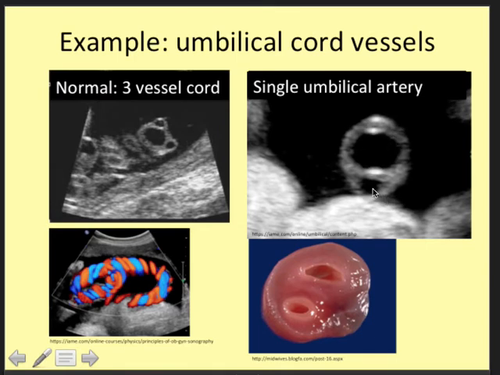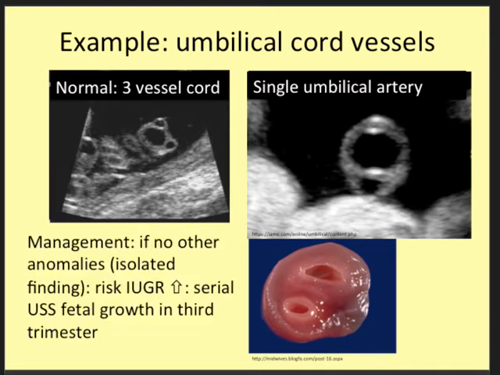This is the vein, this is the artery, and this is the macroscopy after the baby is born. What are the consequences of these findings?